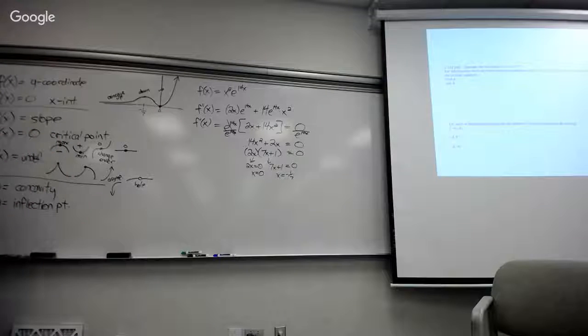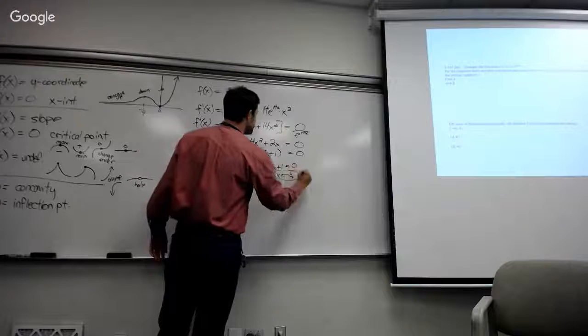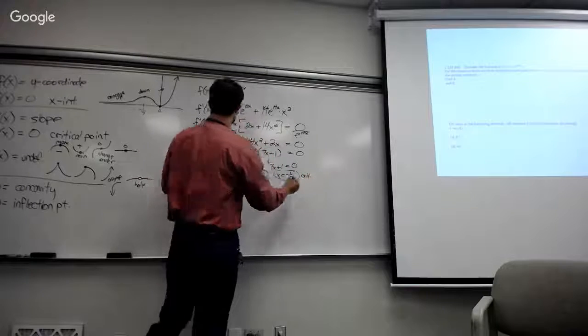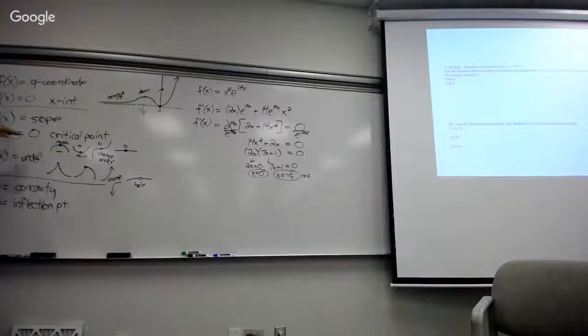But yes, Nate? Sorry. So those are the critical values? Those are the critical values. These are the critical values because they are when the first derivative is equal to 0. Yeah, the critical points are when the first derivative is equal to 0.